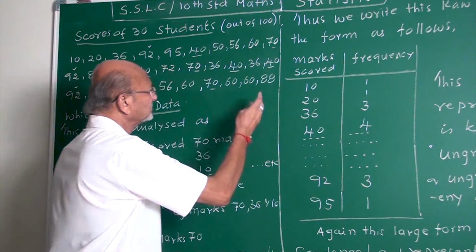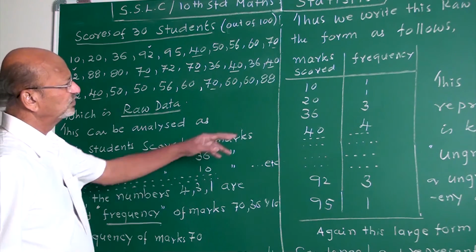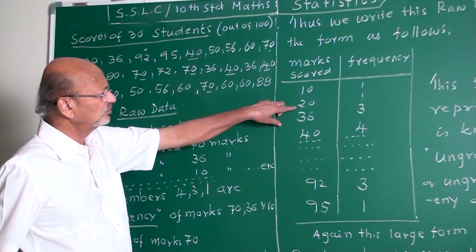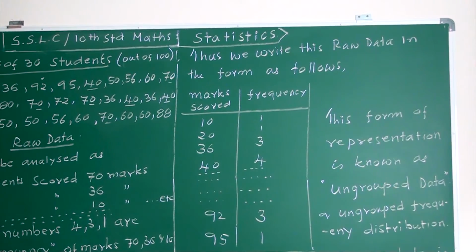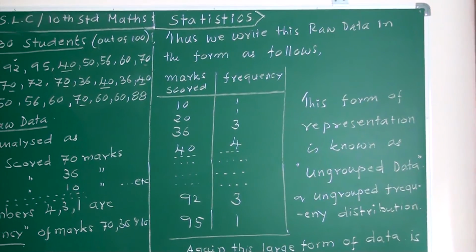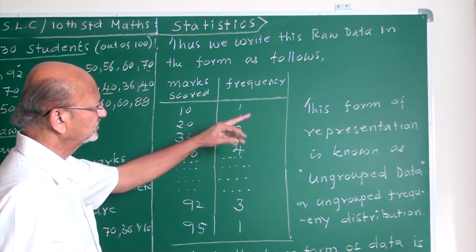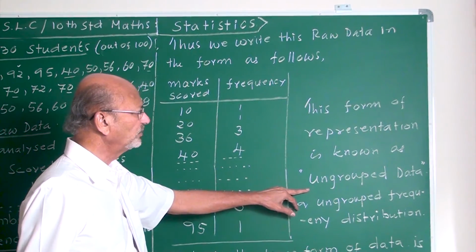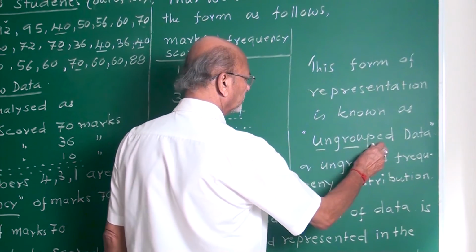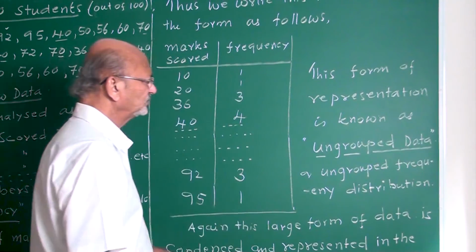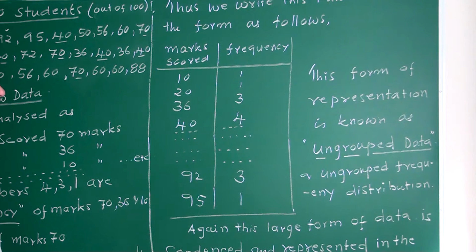The same raw data we can condense into one table. The students who scored 10, 20, 36, 40, we write like this, instead of writing it this way. Now, this is a little bit condensed. This form of representation of given data is known as ungrouped data. You must know all these words, my friends. Only because of this I am explaining. It is ungrouped data.